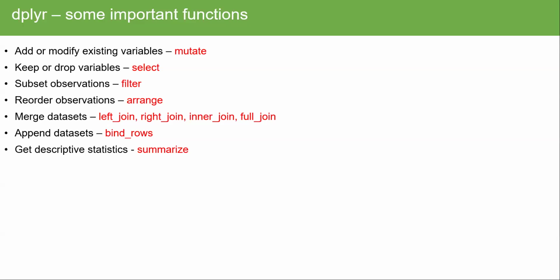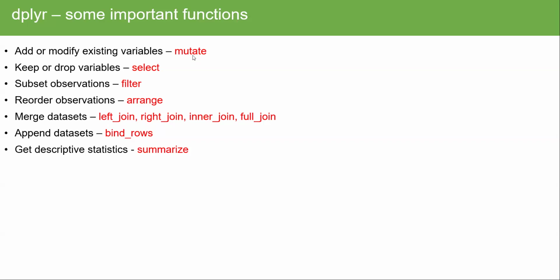So what are some of the important functions that are available as part of the dplyr package? We have a function called mutate, which allows us to add or modify existing variables. And we have a function called select, which helps us in keeping the required variables or dropping the selected variables. And we have a function called filter, which is used for subsetting the observations from a data set. And we have a function called arrange, which helps us in reordering the observations. And we have functions left join, right join, inner join, and full join, which help us in joining or merging different data sets. And we have a function called bind rows to append data sets.